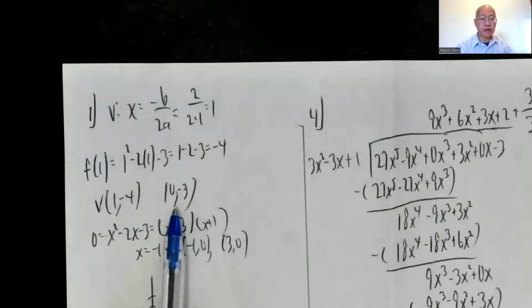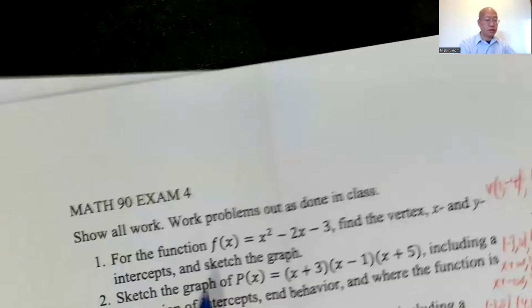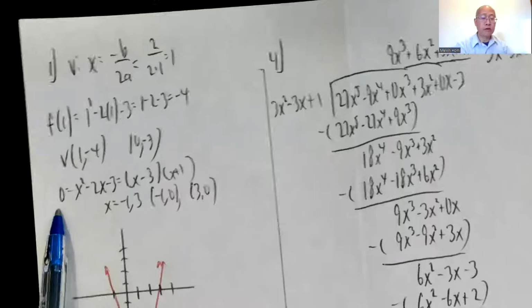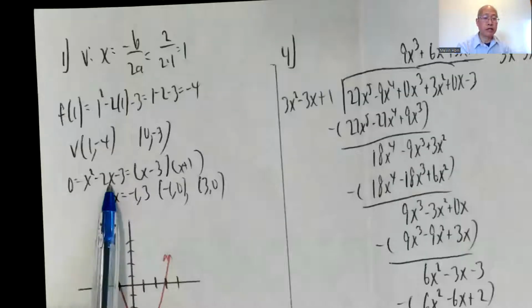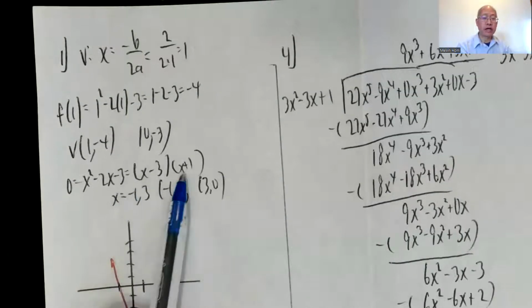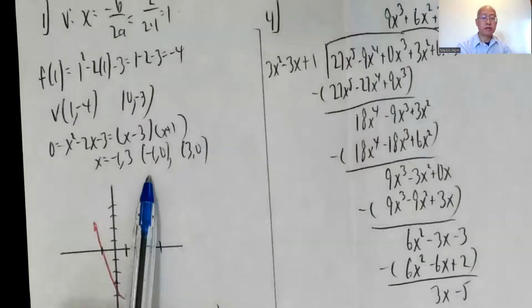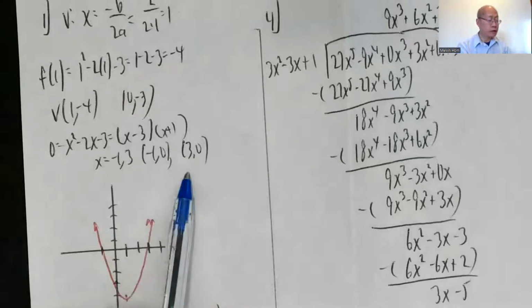And then for intercepts, if I plug in 0, you get 0 minus 3, which is negative 3. And then plug in y equals 0 to find x-intercepts: x squared minus 2x minus 3 factors into (x minus 3)(x plus 1). So that gives me x is negative 1 or 3. So my x-intercepts are (-1, 0) and (3, 0).